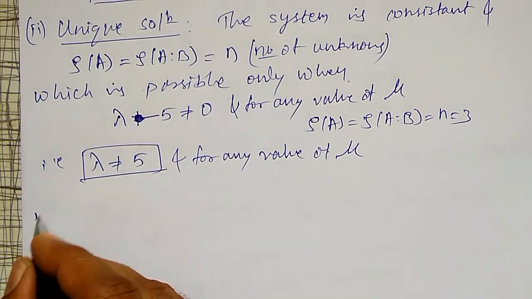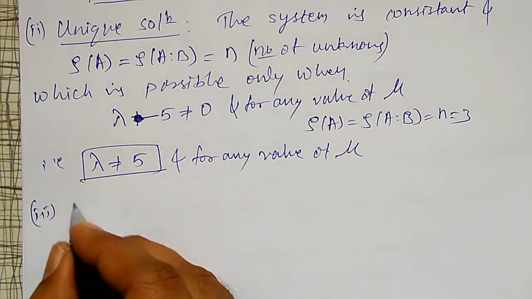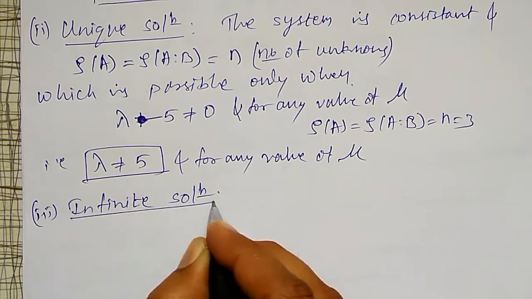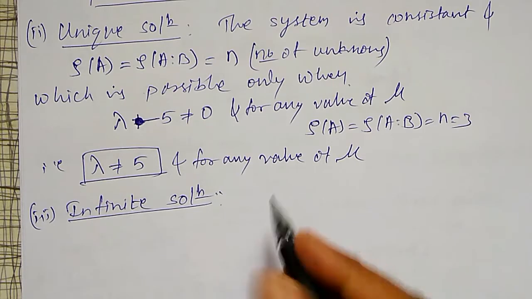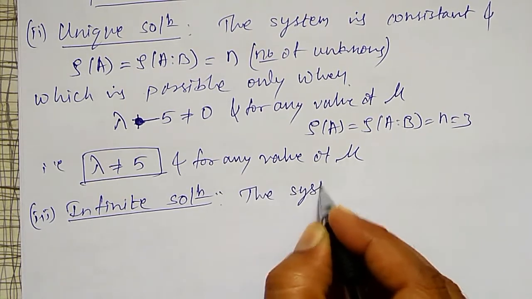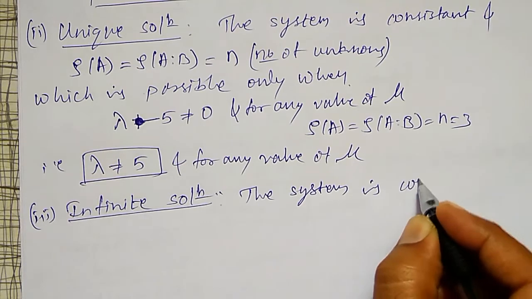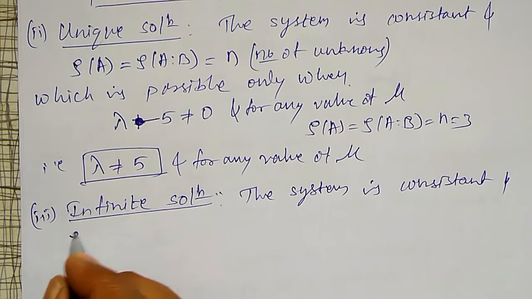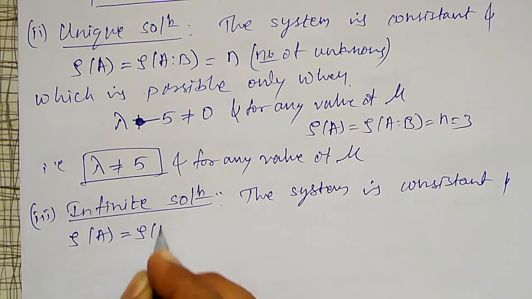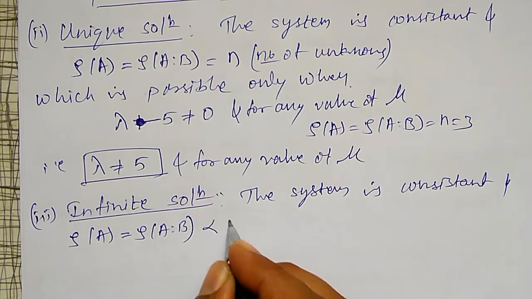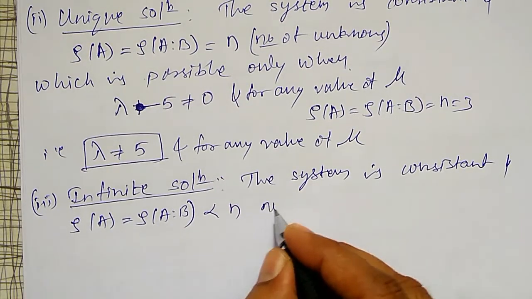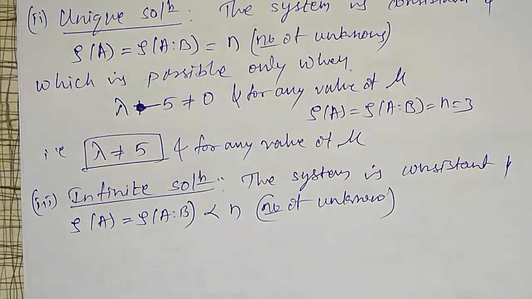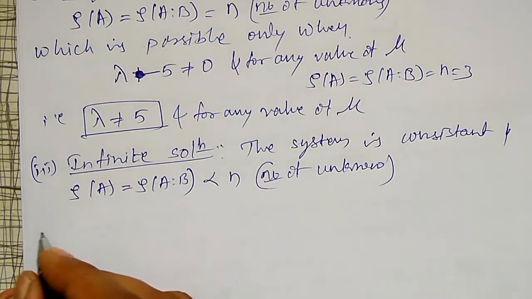And the third case is what here? Infinite solutions. When does an infinite solution exist? The system must be consistent, and rank of A must be equal to rank of A colon B and must be less than the number of unknowns. Then only the system is consistent with infinite solutions.